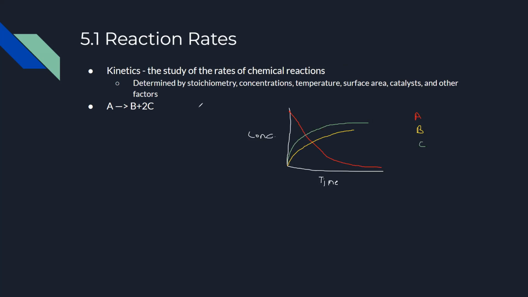And in order to use an equation to calculate this, you could use the equation negative change in concentration of A over delta T will equal the rate of appearance of B and will equal 1/2 times the rate of appearance of C over delta T, or the change in time.